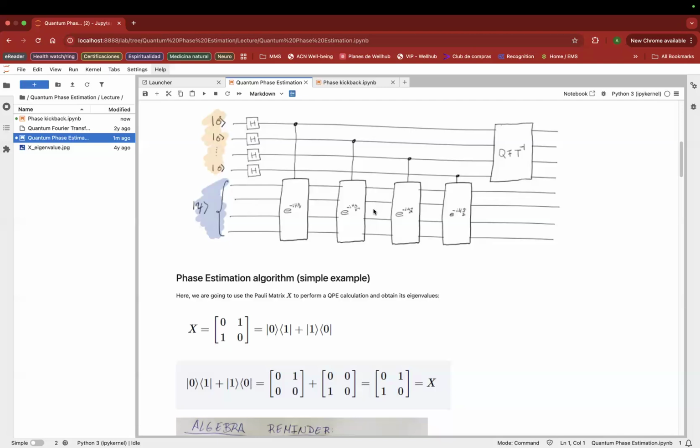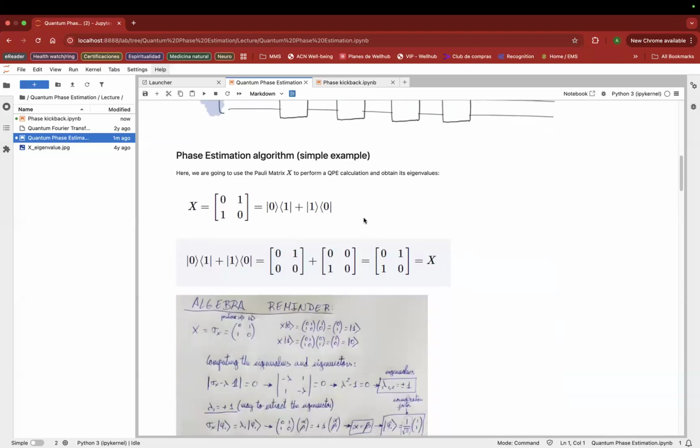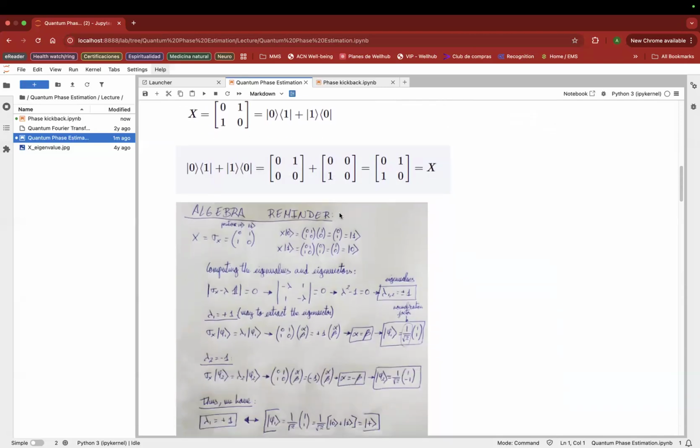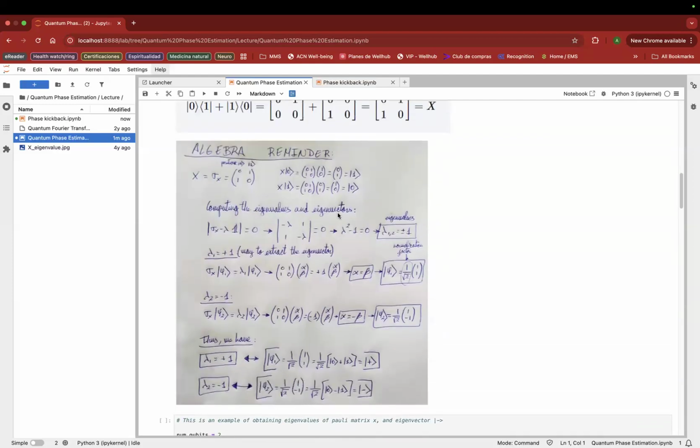Yes, cool, okay. Then, phase estimation algorithm. Do I need to explain that again? No, right? Because as I explained it before, it's fine, right? I'm not going to explain it again.